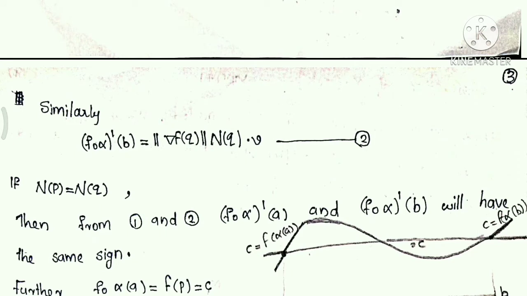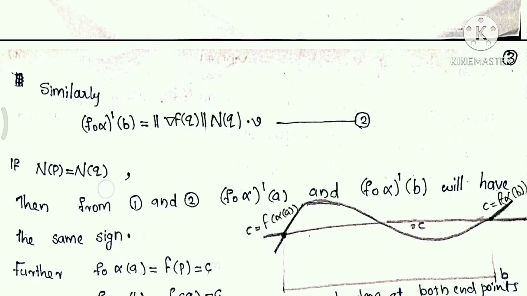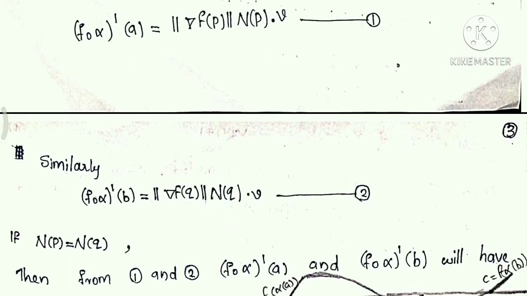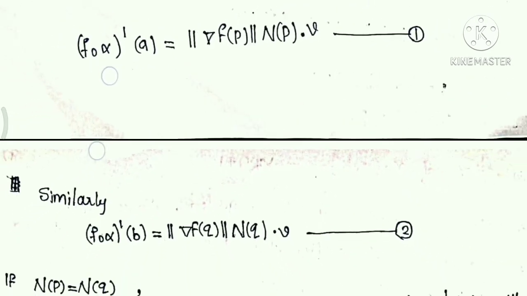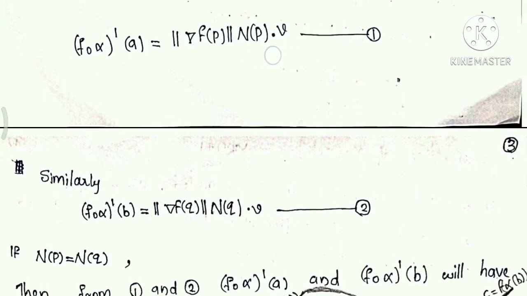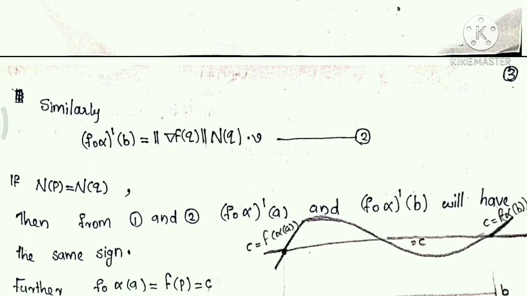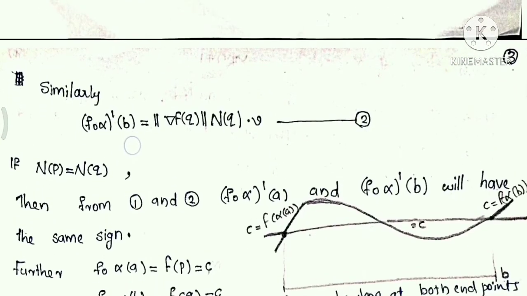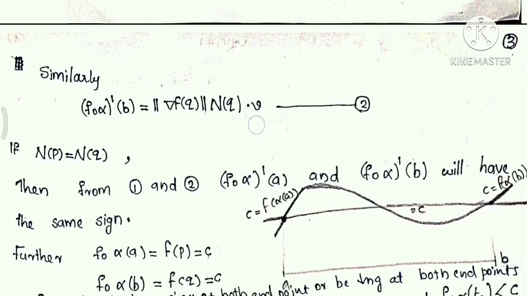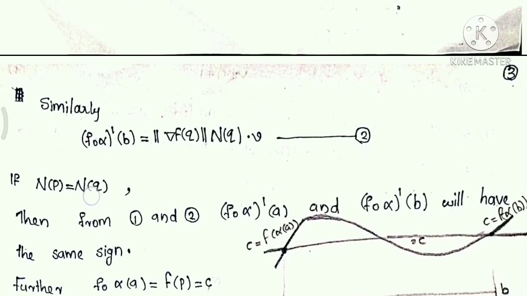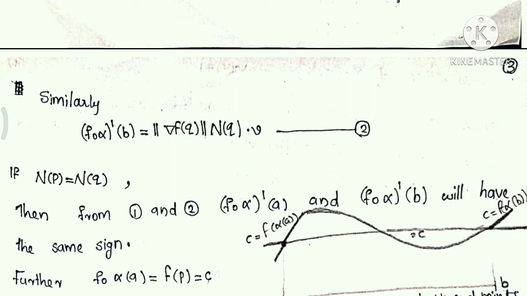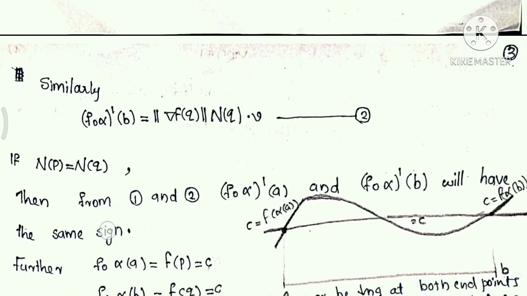We need to prove n of p is not equal to n of q. To prove this, suppose n of p is equal to n of q. Then when we consider these two equations 1 and 2, we can see that the sign of (f composition alpha)'(a) depends on n of p dot v, because the norm of del f of p is a positive value, and the sign of (f composition alpha)'(b) also depends on the value n of q dot v. And since n of p is equal to n of q, (f composition alpha)'(a) and (f composition alpha)'(b) will have the same sign.